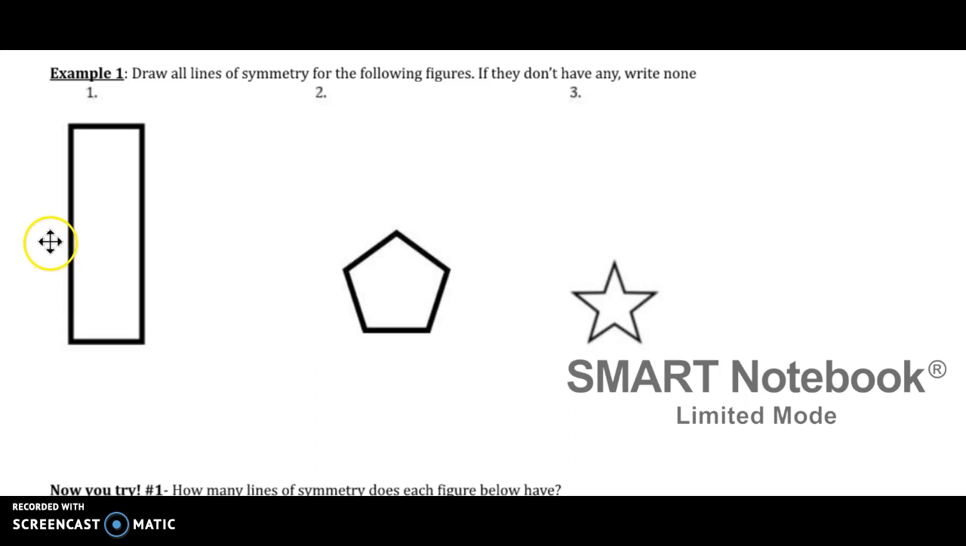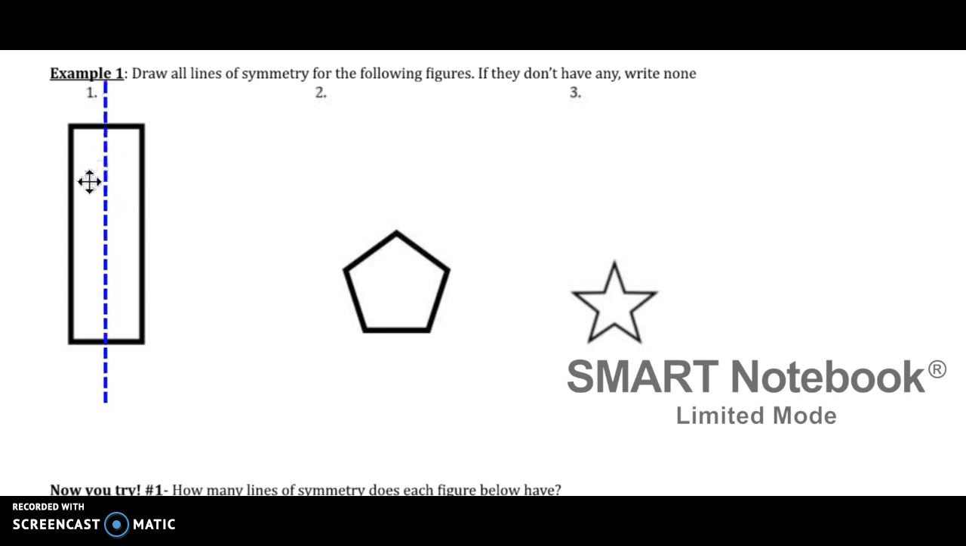Okay, all the sides are not the same. All the angles are the same, but the sides are not. So let's see if we draw a vertical line. Again, we're trying to divide the figure into two congruent halves.